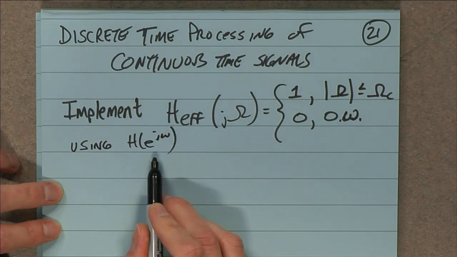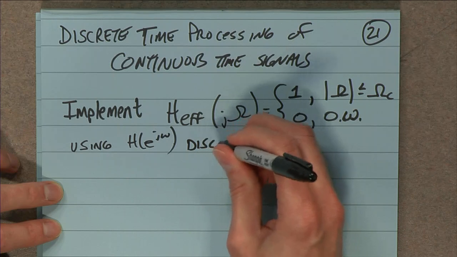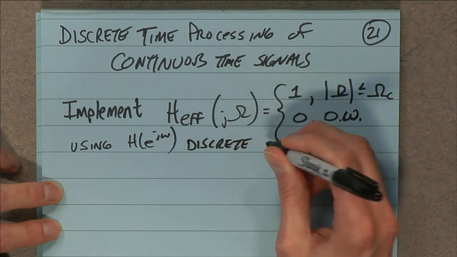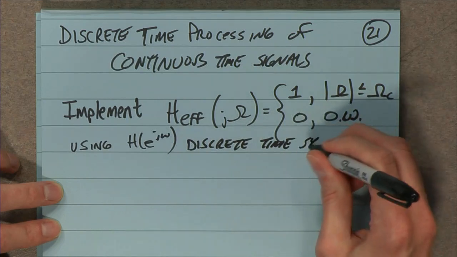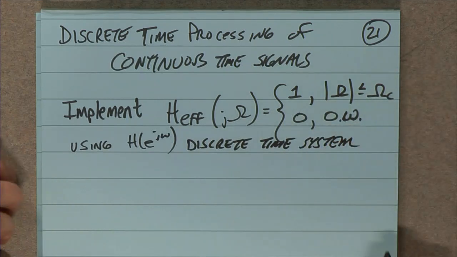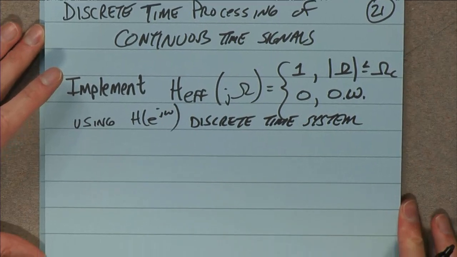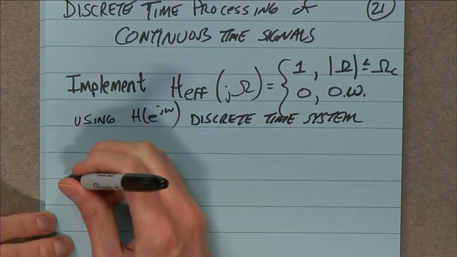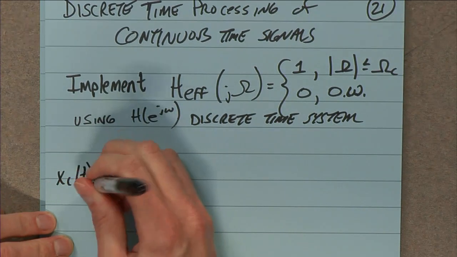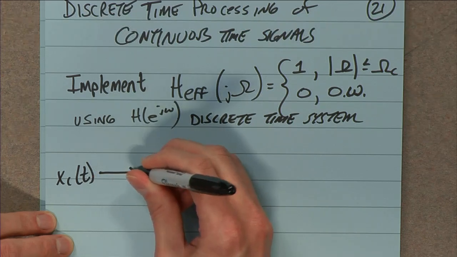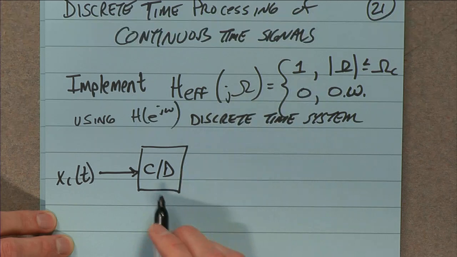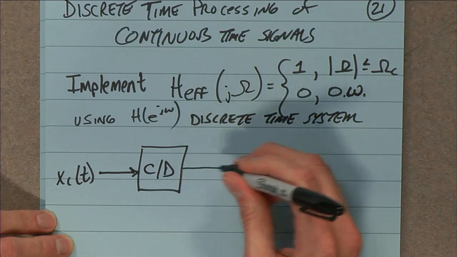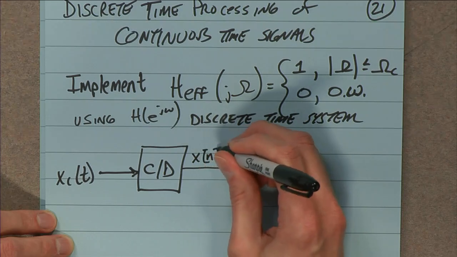using H(e^jω), which is a discrete time system. So how does that work? Well, first of all, the input signal, we need to convert that to discrete time. So continuous time to discrete time converter. And so we'll get out x of n.